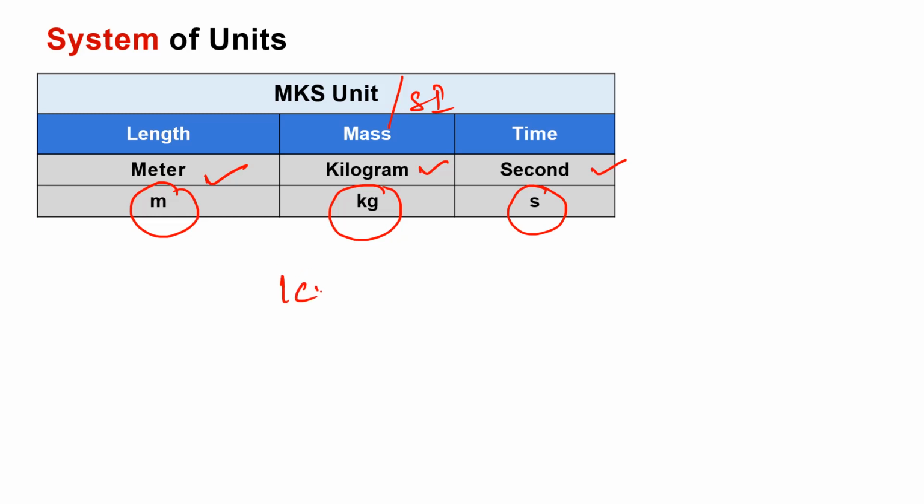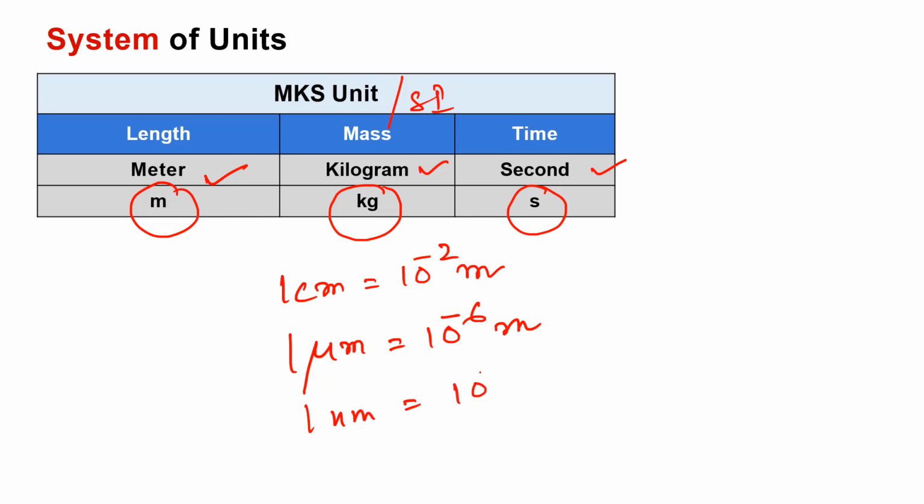1 centimeter is equal to 10 to the power minus 2 meter. You will say it is equal to 1 by 100 meter, but we can say it is 10 to the power minus 2 meter. Even 1 micrometer is equal to 10 to the power minus 6 meter. 1 nanometer is equal to 10 to the power minus 9 meter. 1 picometer is equal to 10 to the power minus 12 meter.